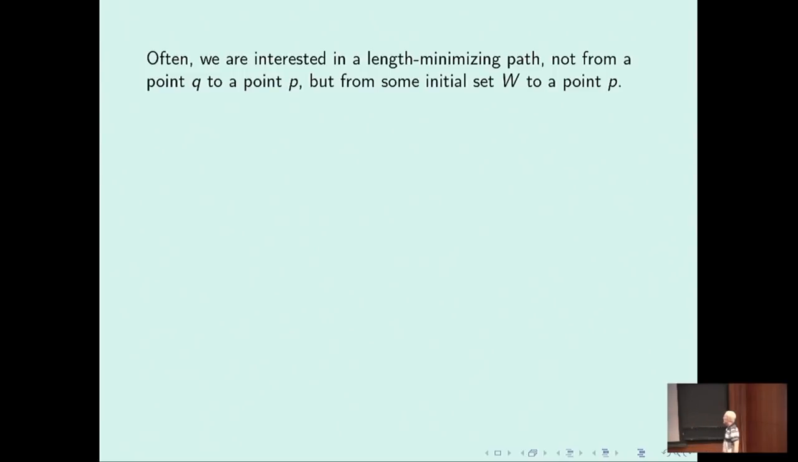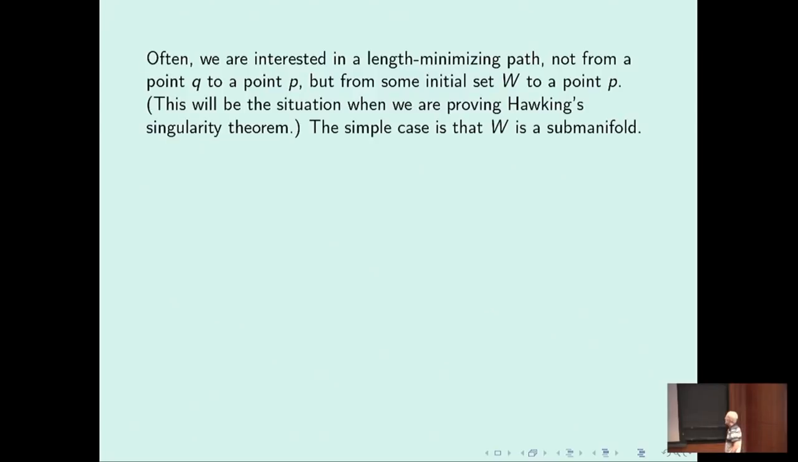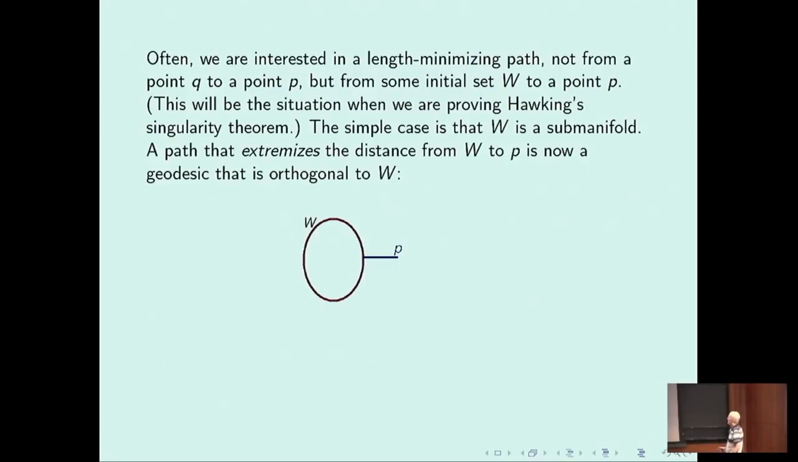Now, often we want something similar, but not concerning a path from a point Q to a point P, but from some initial set W to P. So the simplest case is that W is a submanifold. And, well, you basically all know how to try to find the shortest path from a submanifold to P. It should be a geodesic that's orthogonal to W. It should be a geodesic that connects W to P, but where it leaves W, it should be orthogonal to W. If it left W at an angle like this one, you could shorten it by moving the point where it leaves closer in the right direction so that it became orthogonal.